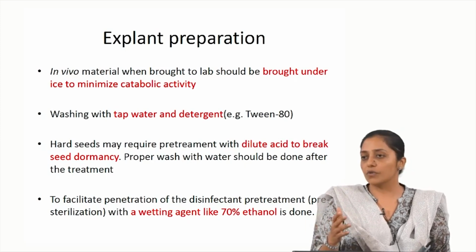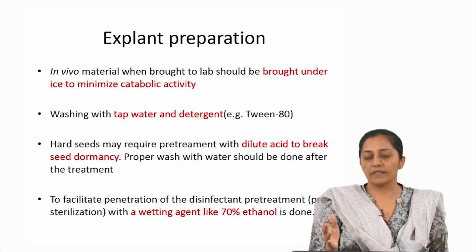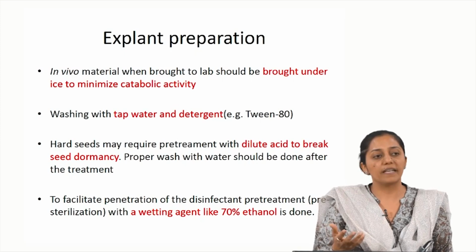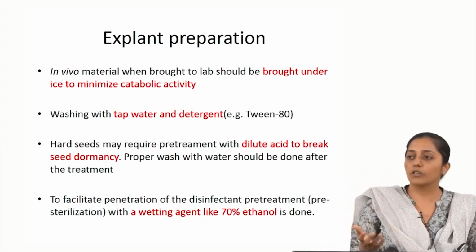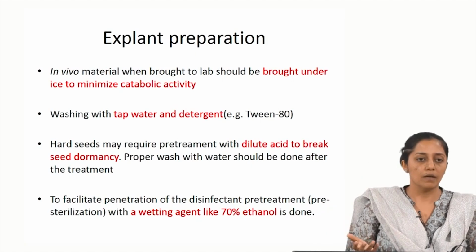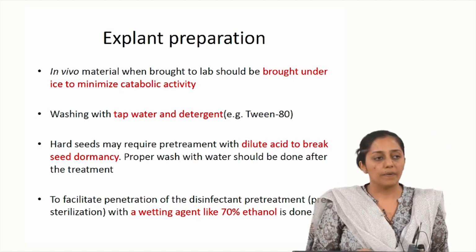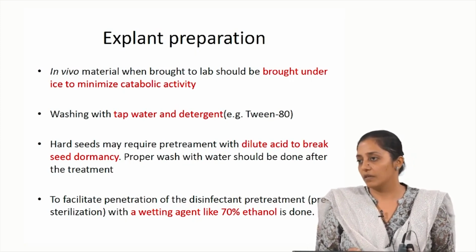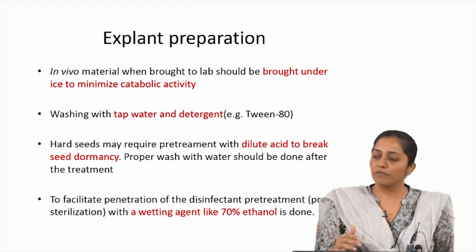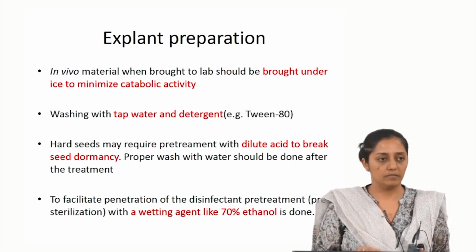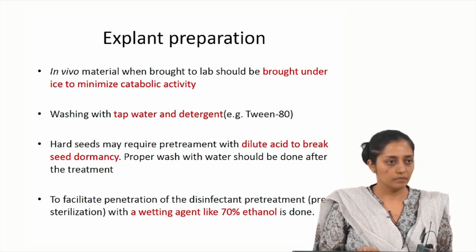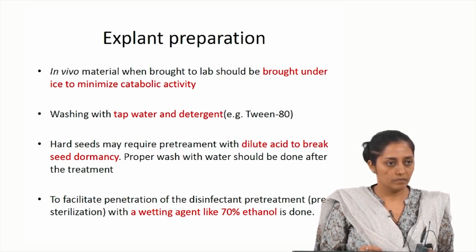Then subsequent washing is done, so that the detergent is removed from the surface. Then you treat it with a wetting agent. A generally used wetting agent is up to 70% ethanol volume by volume. This is what is used in plant tissue culture labs. So for example, 70% ethanol is used as a wetting agent. What does it do? From the word itself you can make out. It just increases the time period for the detergent or any disinfectant we are using, by making it wet for a longer time.